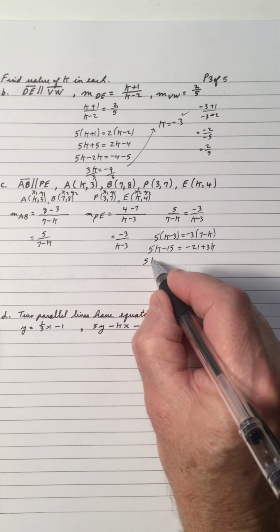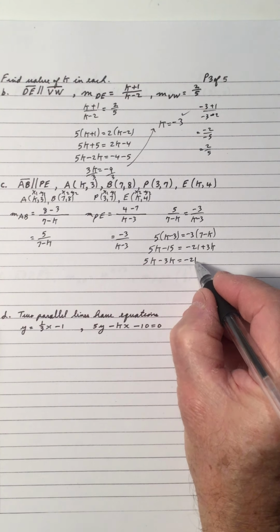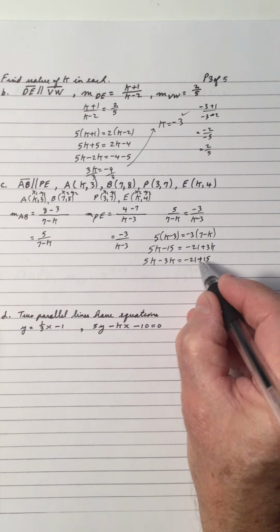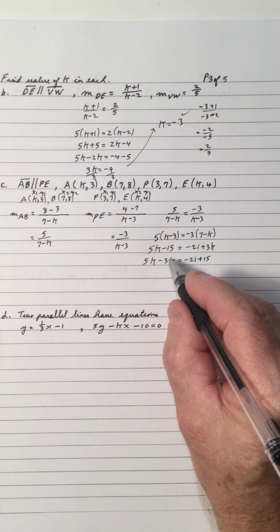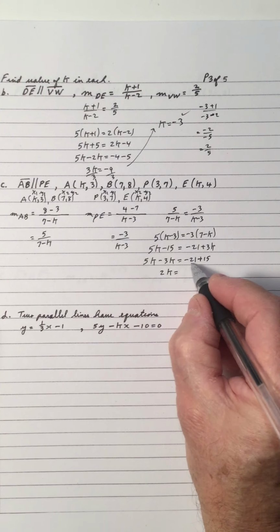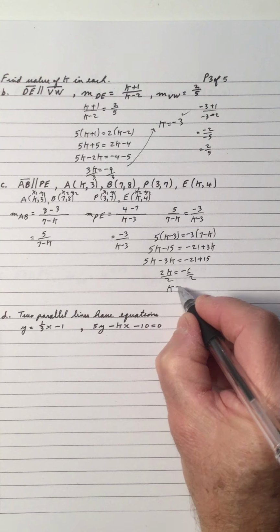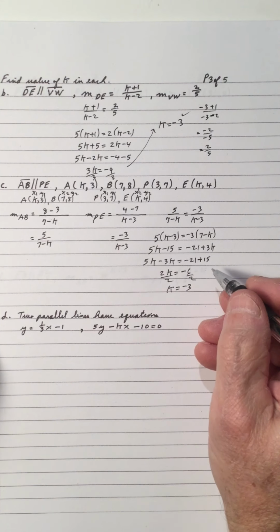K's go on the left. The constants go on the right. Notice the 3k become negative. Negative 15 became positive. So 2k equals negative 6. Divide by 2. K is negative 3.